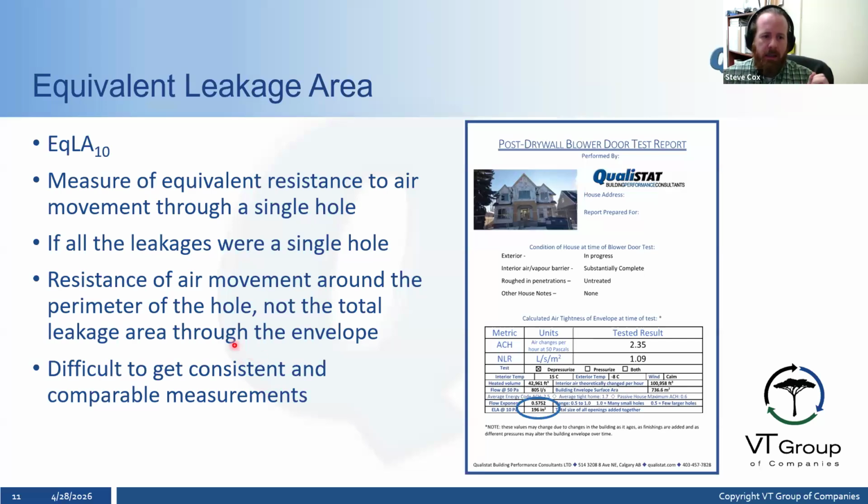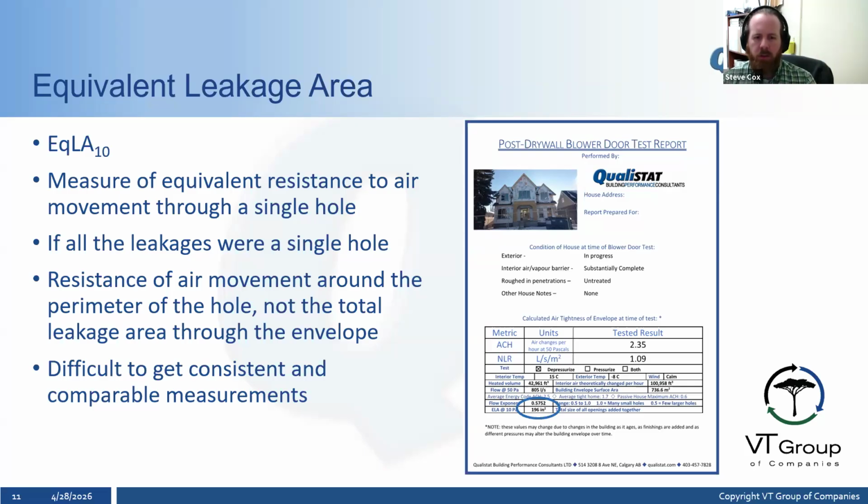So what that means is it's the resistance of movement around the perimeter of a hole of that diameter, rather than adding together every little leak and making a hole, and that's how much leakage area we have in total. It's a really complicated thing to understand. It's also a difficult metric to get consistent and comparable results on. I've got one later on here that's going to show you what I mean by that.